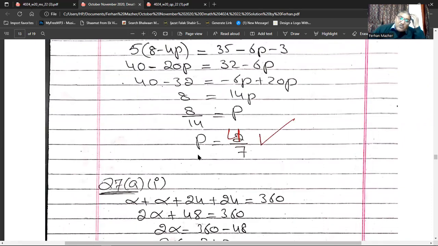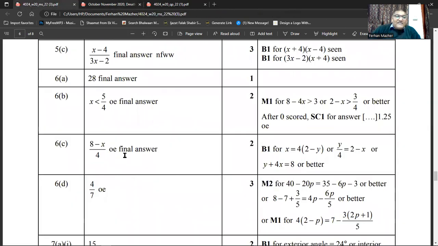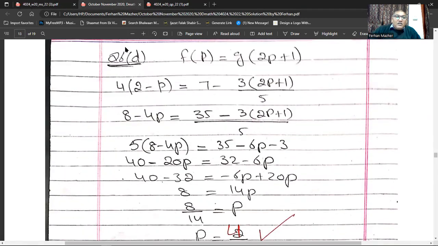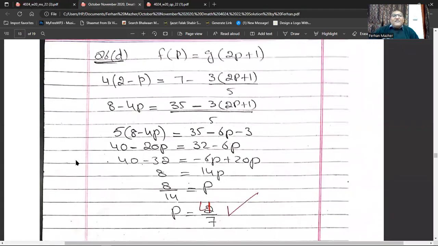So cancel it with the 2. So your p will be 4 by 7. Let's check. 4 by 7 is the right answer, sir. Question number 6, D part, 4 by 7 is the right answer.